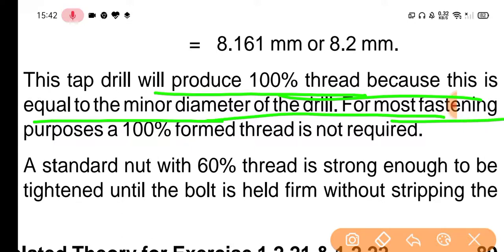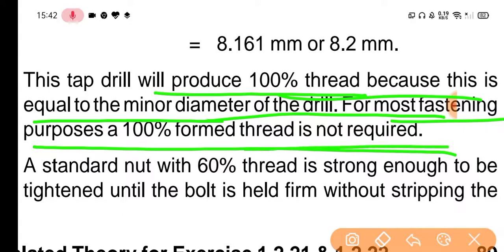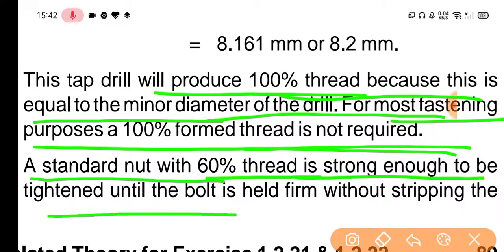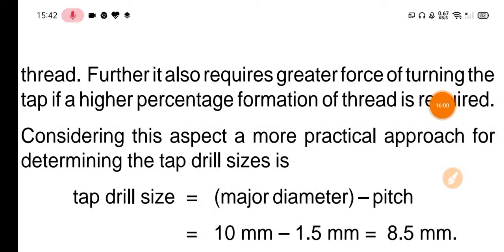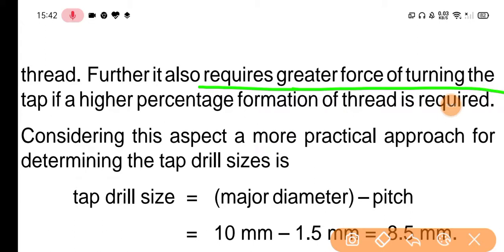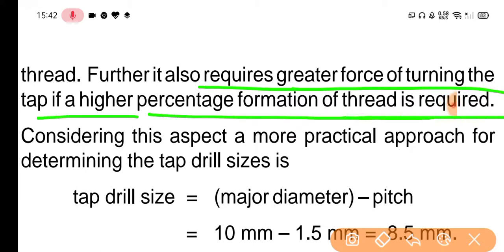For most tapping purposes, a 100% formed thread is not required. A standard nut with 60% thread is strong enough to tighten until the bolt is held firm without stripping the thread. Further, it also requires greater force to turn the tap if a higher percentage formation of thread is required.